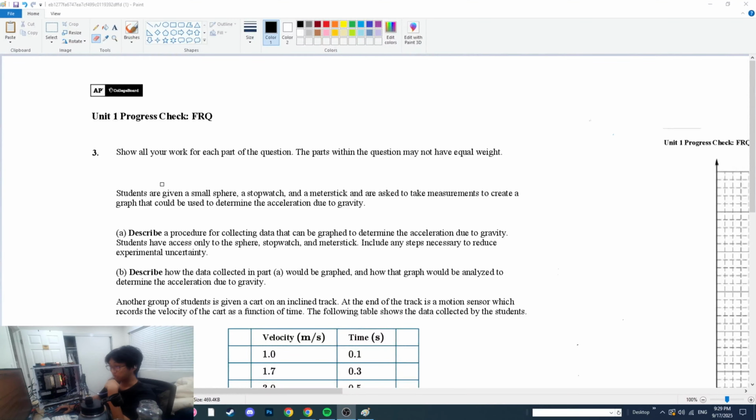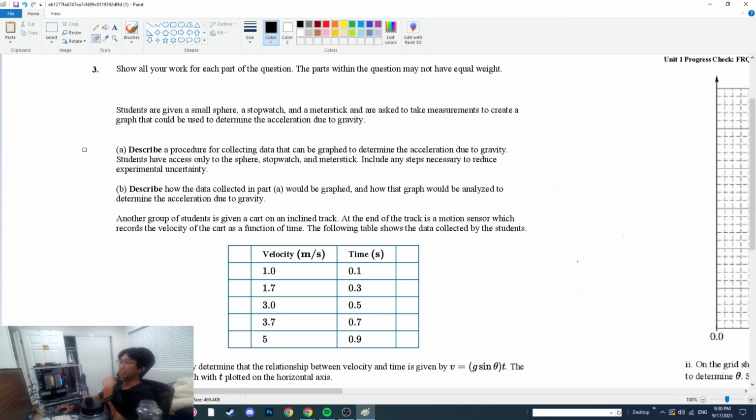Okay, so our first question is: students are given a small sphere, a stopwatch, and a meter stick and are asked to take measurements to create a graph that could be used to determine the acceleration due to gravity. Part A is to describe a procedure for collecting data that can be graphed to determine the acceleration due to gravity. Students have access to a sphere, stopwatch, and a meter stick, and we need to take any steps necessary to reduce experimental uncertainty.